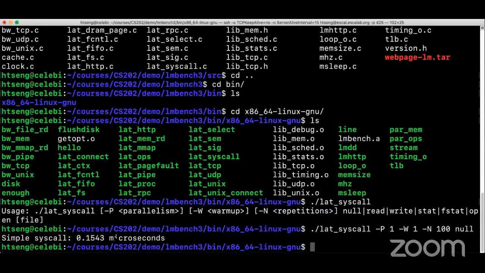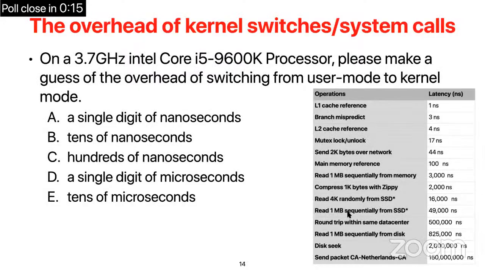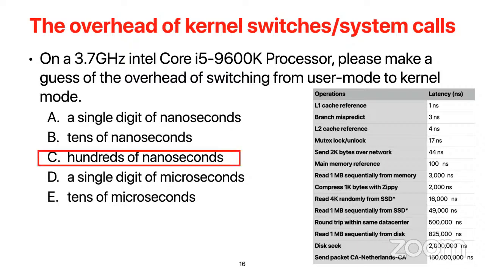0.1543 microseconds, meaning that it would take 154.3 nanoseconds. So the answer is indeed about a few hundred nanoseconds, right? So now if I understand what's going on in the system, then it's so easy for me to estimate the overhead of the kernel switch in a way that, you know, it's hundreds of nanoseconds.